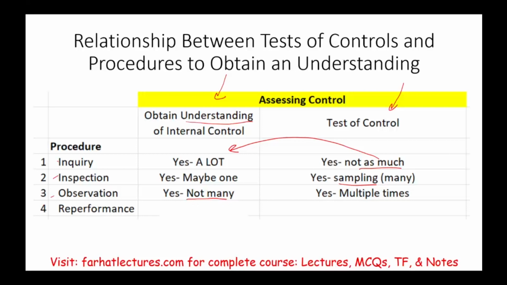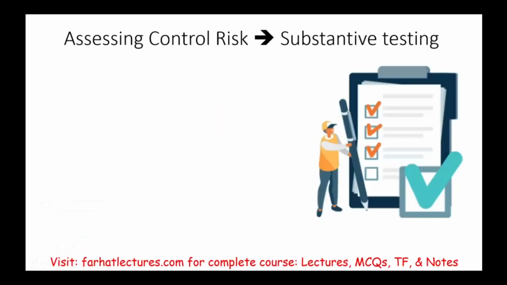Reperformance. Do we do reperformance in understanding the internal control? No need. Just no need, because we're not looking to see whether it's working properly or not. We're not testing it, so we don't do reperformance. When we test control, yes, we either use software or we sample, but we go through the steps. We reperform certain transactions. So why do we assess control risk? Why do we test control risk? Why do we do all of this?